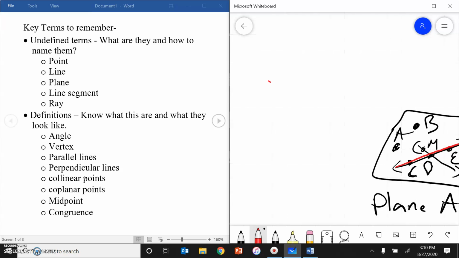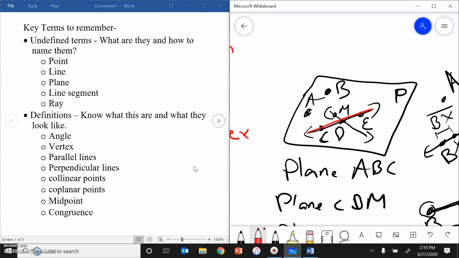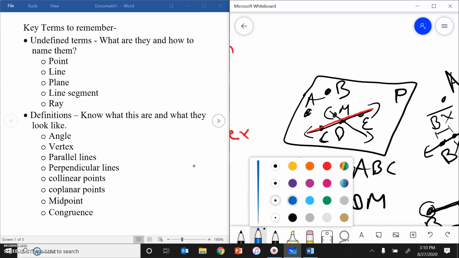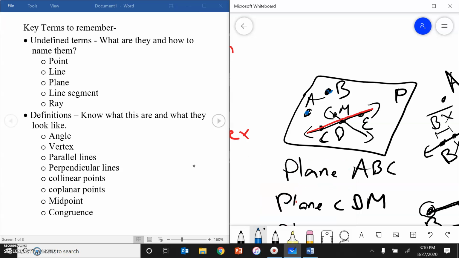Okay, you need to know what an angle looks like. An angle looks like that. It's created by two rays that share a common point, or common endpoint, which is called the vertex. Okay, you should know what parallel lines look like, what perpendicular lines look like. We talked about collinear. Coplanar points would be all these points that are on the same plane. See if I can get this to work. Points A, B, C, D, E, M. All of those points are coplanar. They're all a part of plane P.